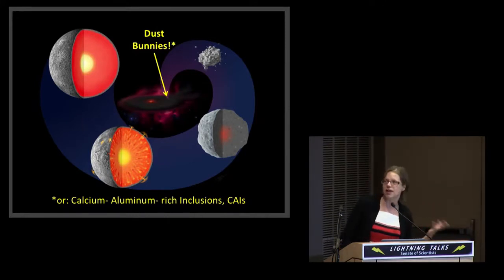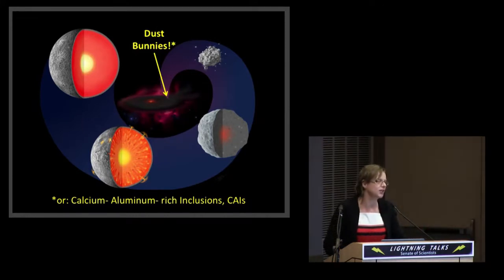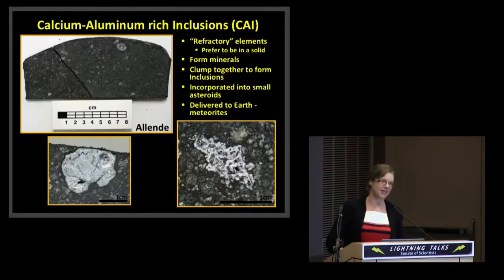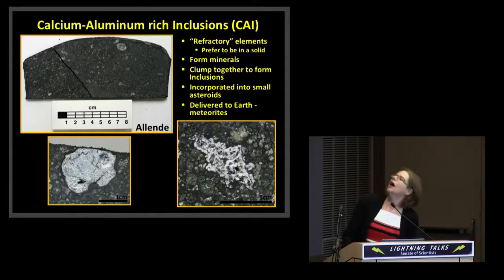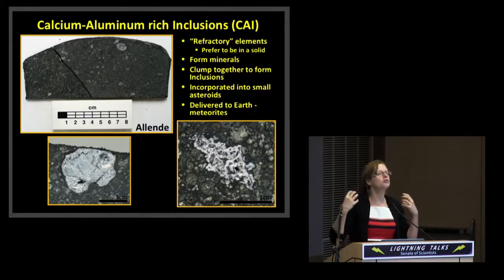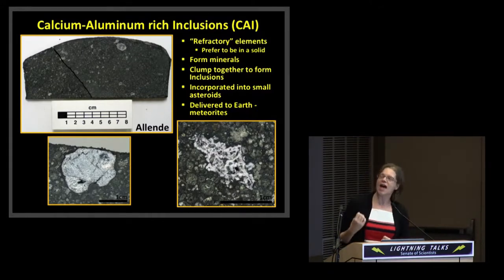Their actual proper name is calcium-aluminium-inclusion, or CAI. And yes, I say aluminium, not aluminum. So CAIs, as the name suggests, contain a lot of calcium and a lot of aluminium. These are what we call refractory elements. These are elements that want to be in a solid. They don't want to be hanging out in the gas. They want to form minerals.